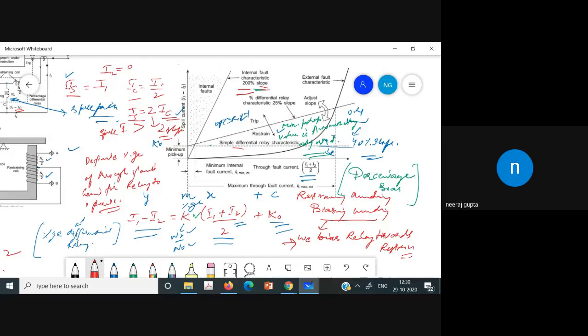How can we calculate it? In case of a single end-fed system, I2 is equal to 0, so the spill current equals I1, and the circulating current is I1 by 2. Then the spill current is equal to 2 times the circulating current. So here we have y equals mx plus c, and the slope m we are getting in this case is 2. So during an internal fault, the spill current will be 2 times the circulating current, and it has a slope of 2, expressed as 200%. So, there is one more quantification of whatever.